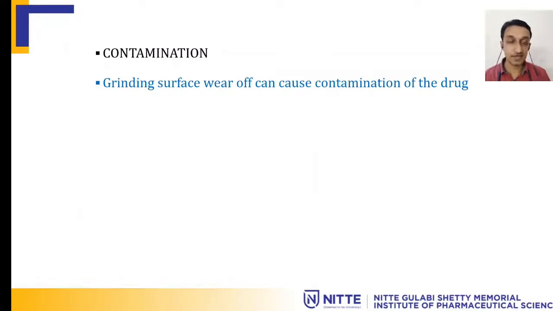Contamination is another disadvantage during size reduction, especially in mechanical milling. We use metallic objects to size reduce the materials. These metallic objects or the blades and other parts may shed some particles into the drug, causing some sort of metallic contamination in the product. These are to be taken care of.